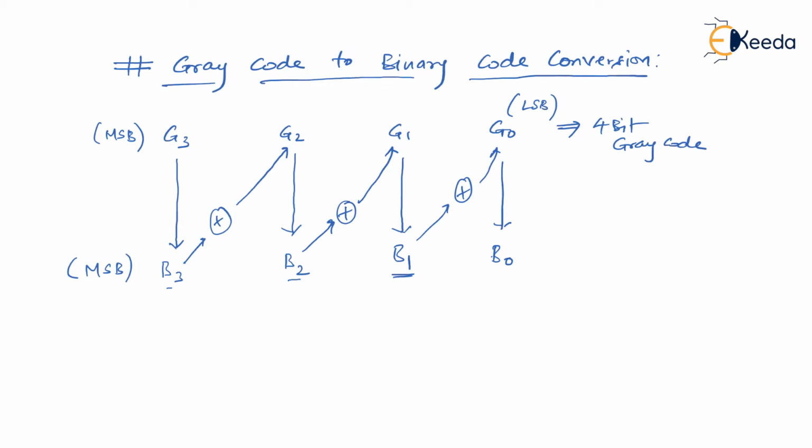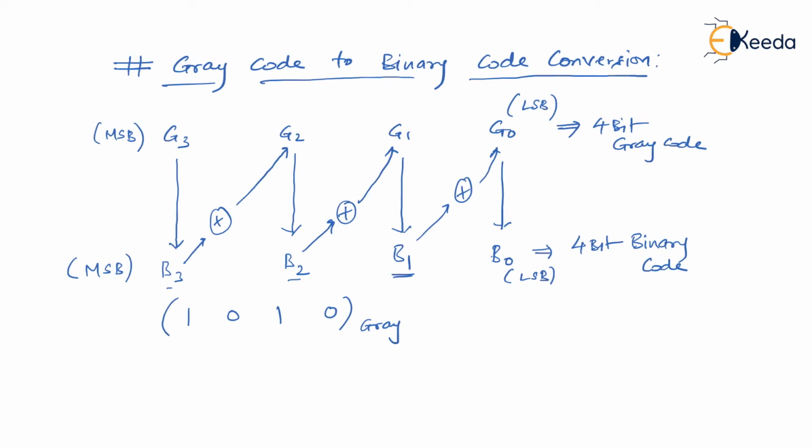Once you understand the process, let us take an example of a 4-bit gray code. The resultant, as I said, is a 4-bit binary code, where B3 is the MSB and B0 is the LSB, that is the least significant bit. For example, we have the data 1010. Consider this is a 4-bit gray code.